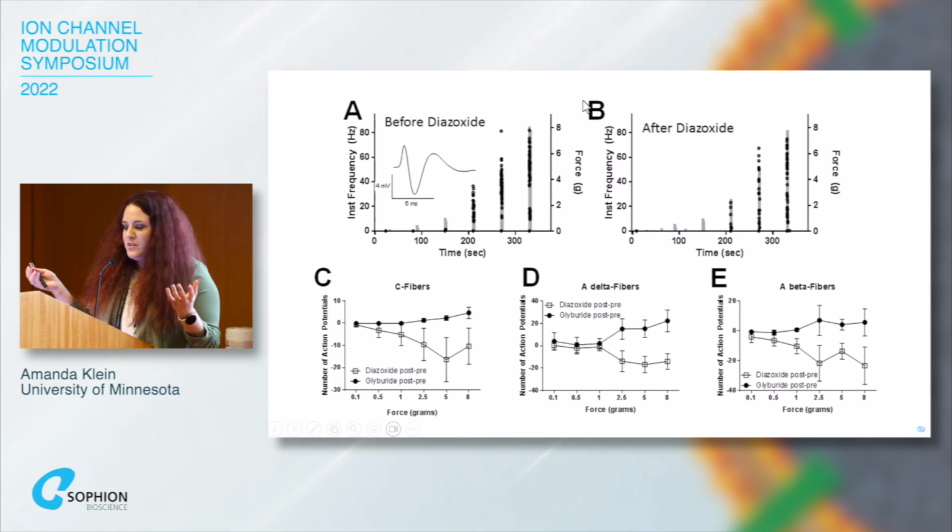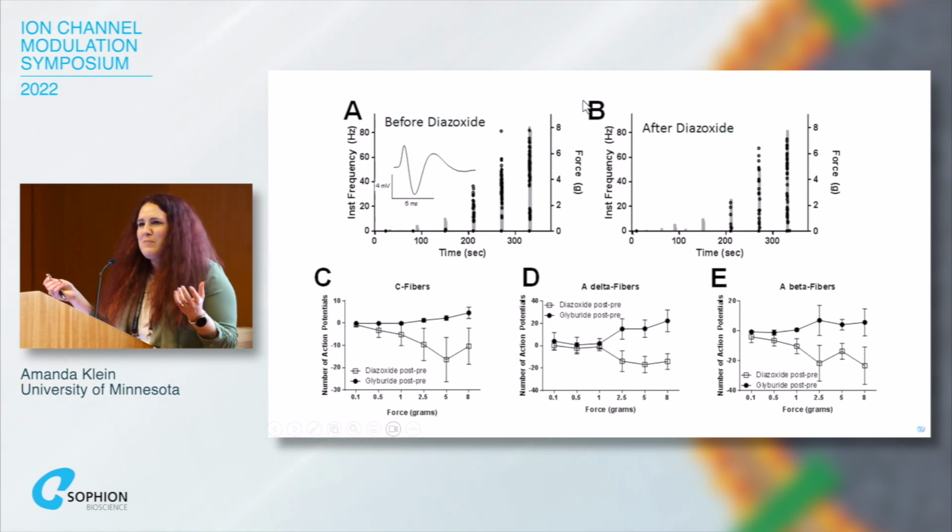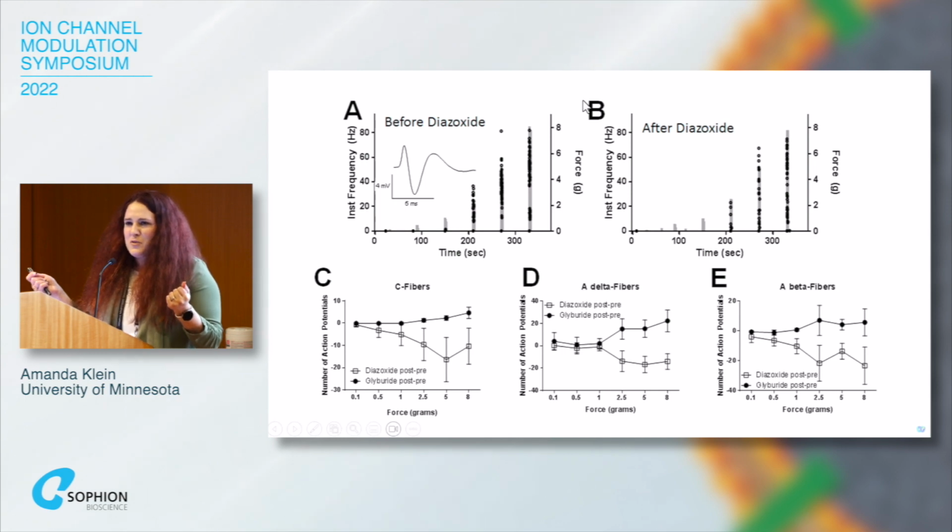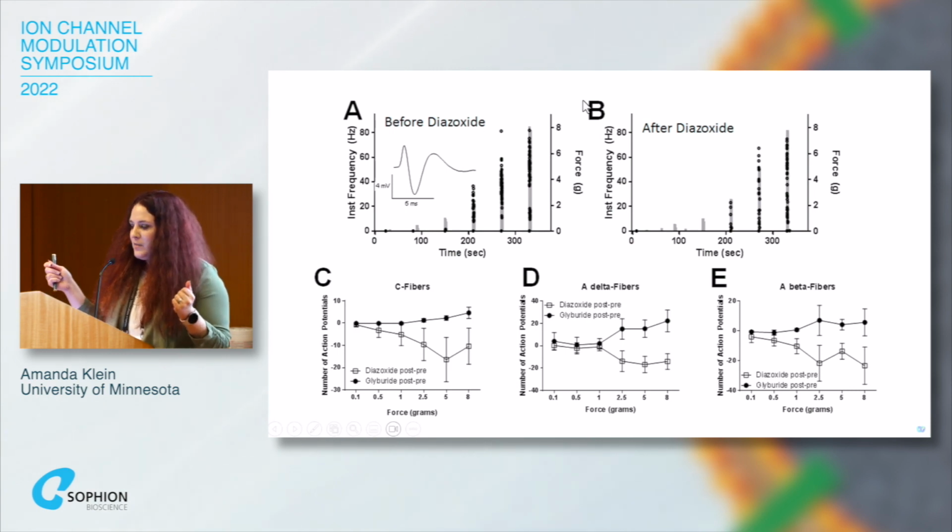These responses were also decreased in A delta fibers and also A beta fibers as well, which is actually particularly interesting because these are myelinated fibers and not traditionally associated with pain signaling.